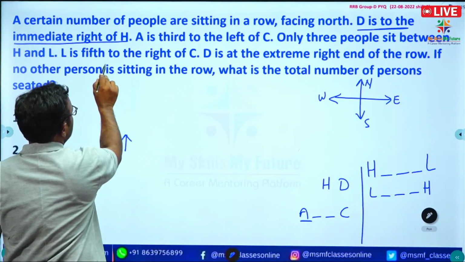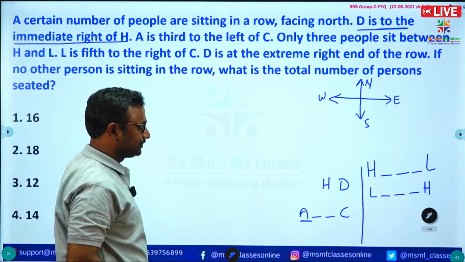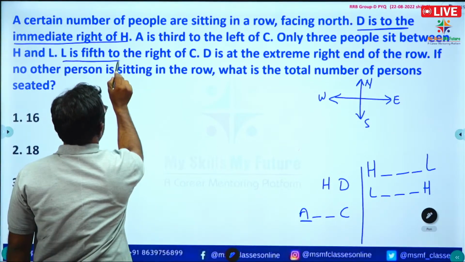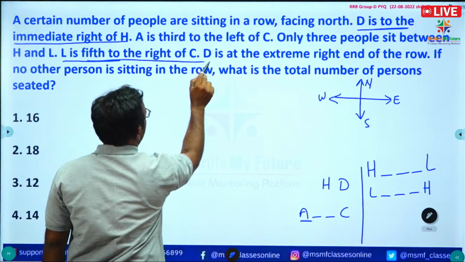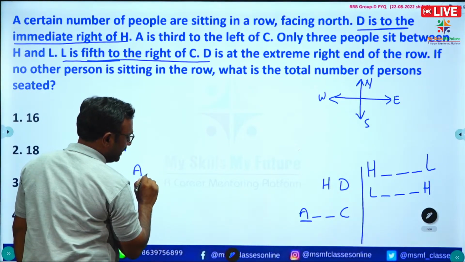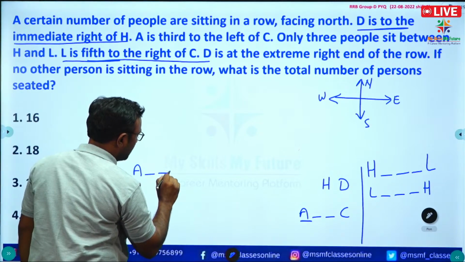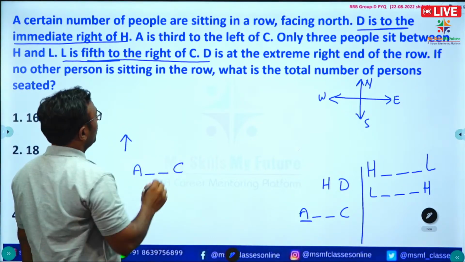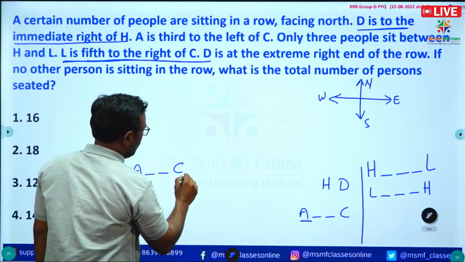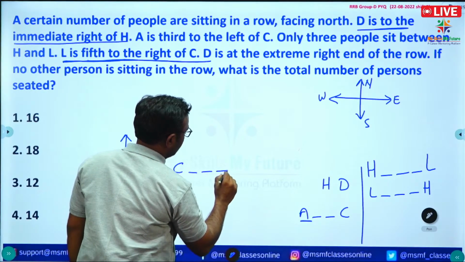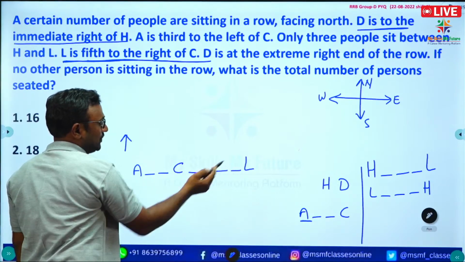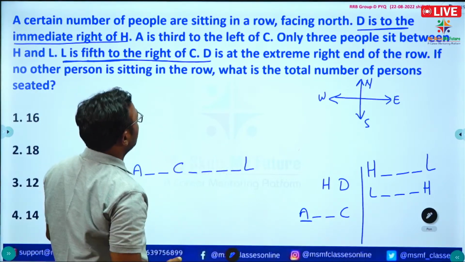L is fifth to the right of C. So here we have A. A is third to the left of C. L is fifth to the right of C. So first right, second right, third right, fourth right, here L. So L is fifth to the right of C.